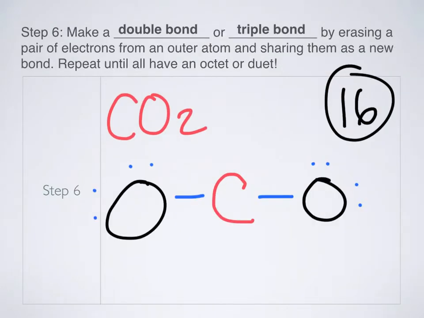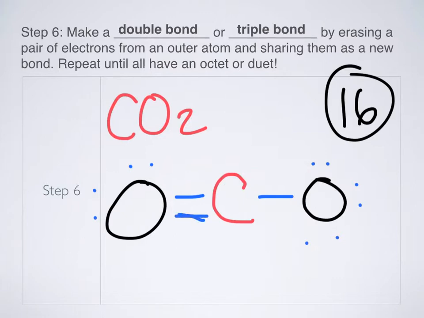All right, now we're in our very last step, and this is the way it looked when we were on step 5. It says make a double or a triple bond by erasing a pair of electrons from an outer atom and sharing them as a new bond. So how do I go about doing that? It doesn't matter which pair of electrons I erase. I can erase any pair from any outer atom I like. If you take a look at our left oxygen, I'm going to erase these two bottom electrons, and then I make this now a double bond. So I have two lines now on the left side.